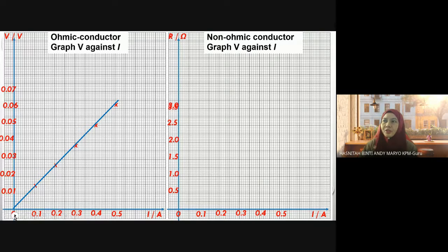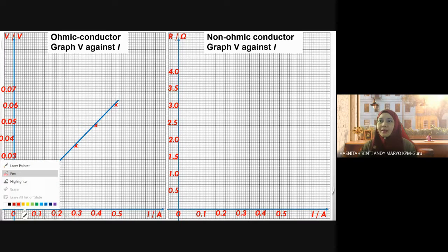So make sure you use a uniform scale on both axes. Okay, on the y-axis, this is our responding variable. V is the potential difference, and at the back here is the unit volt. Okay, and this is our manipulated variable, current, the unit is ampere. Okay, for the graph on the right side, this one is supposed to be volt, potential difference, not resistance. So it is V and the unit is volt.